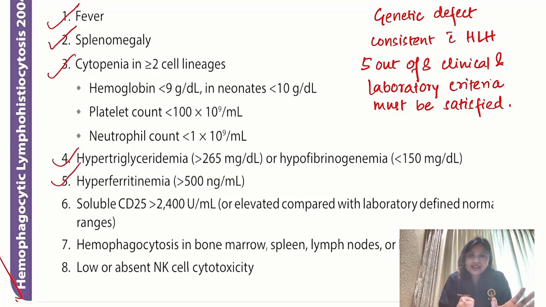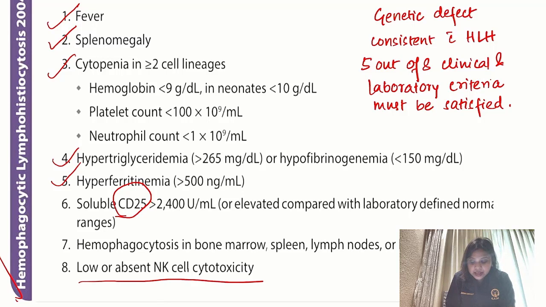Hyperferritinemia, more than 500 nanograms per ml. So in MAS, the cutoff of ferritin was 684. However, in HLH, the cutoff of ferritin is 500. And what is the CD marker? It is CD25. Remember this, CD25. Soluble CD25 elevated more than 2400 units per ml. And hemophagocytes, you can get it in bone marrow, spleen, lymph nodes, or liver. And there is low or absent NK cell cytotoxicity.